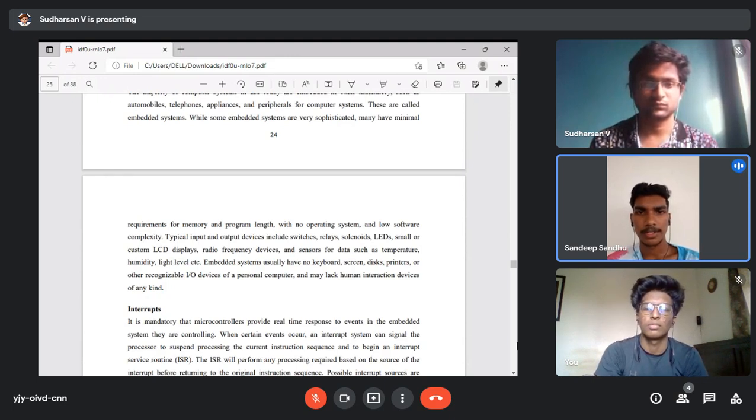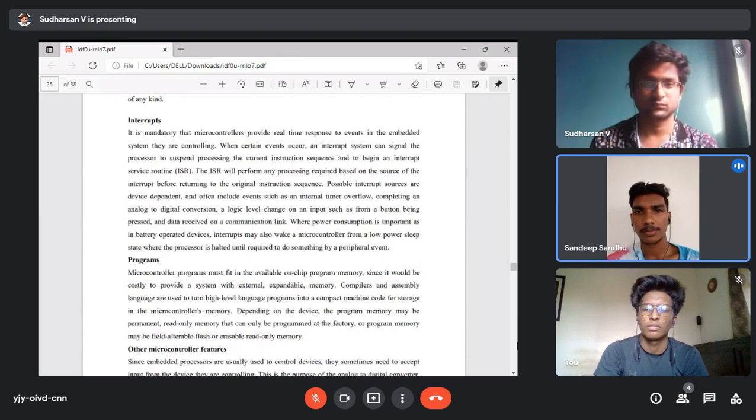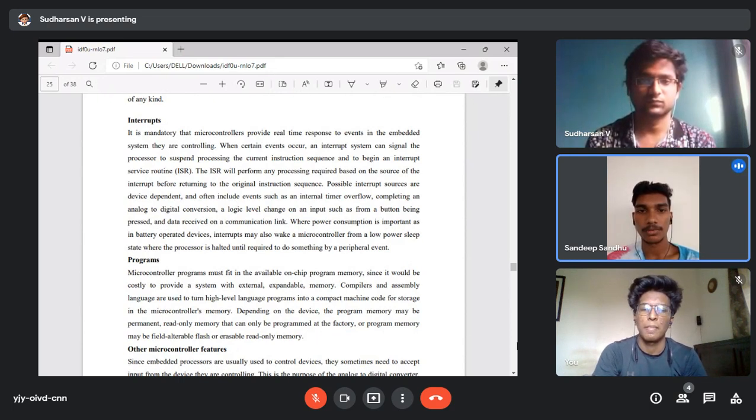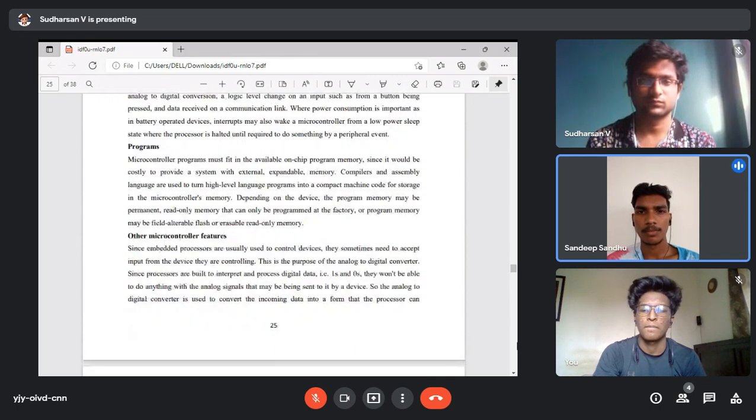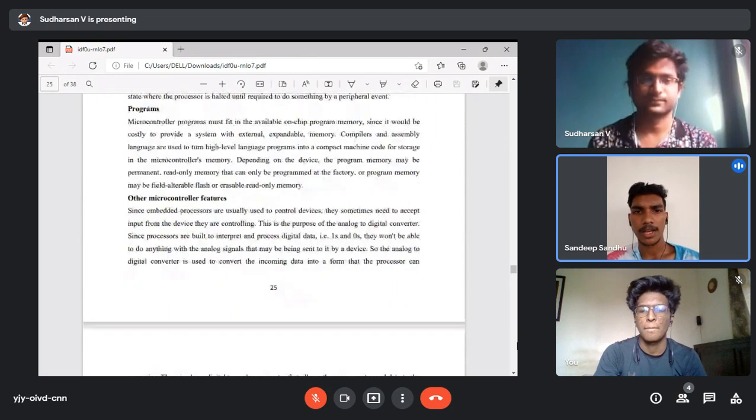It is mandatory that the microcontroller provide real-time response to events in the embedded system they are controlling. When certain events occur, an interrupt system can signal the processor to suspend processing the current instruction sequence and to begin an interrupt service routine. Program: the microcontroller program must fit in the available on-chip program memory, since it would be costly to provide a system with external expandable memory. Compilers and assembly language are used to turn a high-level language program into compact machine code for storage in the microcontroller memory.